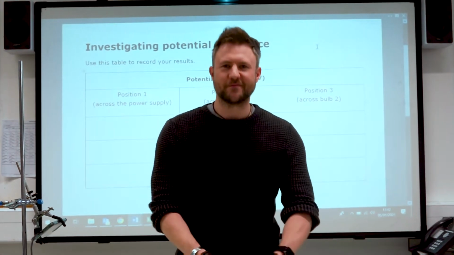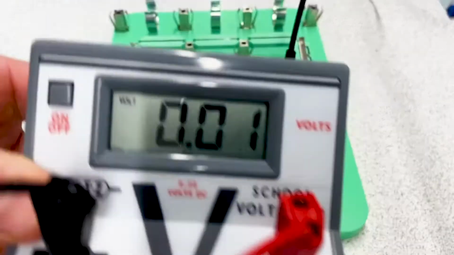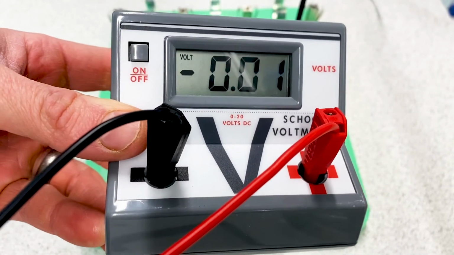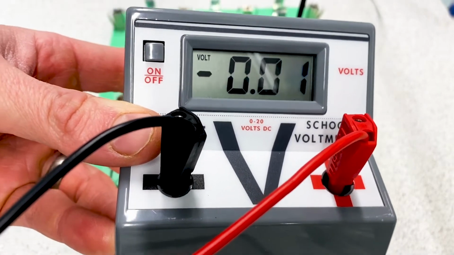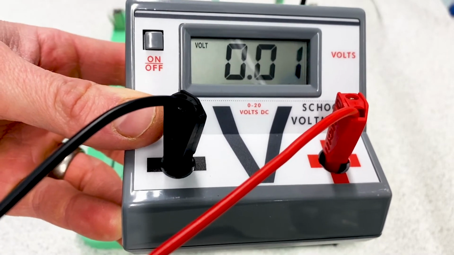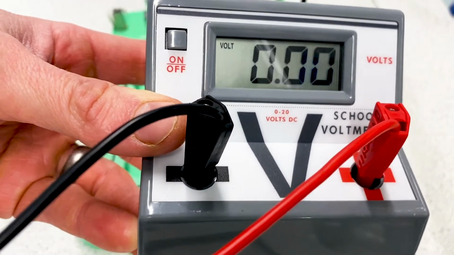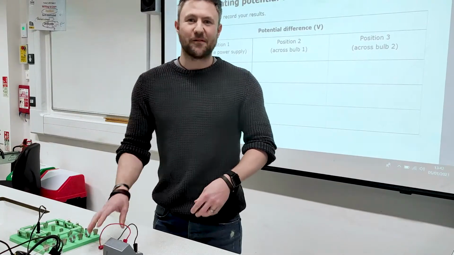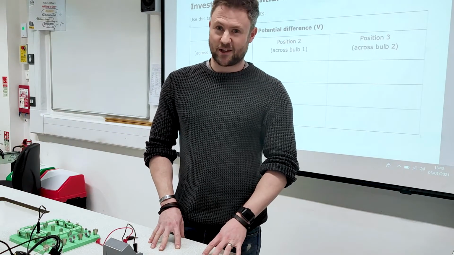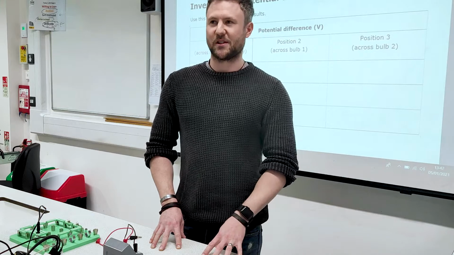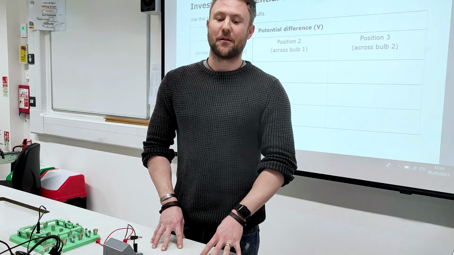Today we're going to be investigating potential difference. To do so, you require a very important piece of apparatus known as a voltmeter. You can see the capital V on the front of the voltmeter. That's because we measure voltage in volts. Now, the terms potential difference and voltage are used interchangeably at this stage. So when I use the term potential difference, please remember that we do measure that in volts.